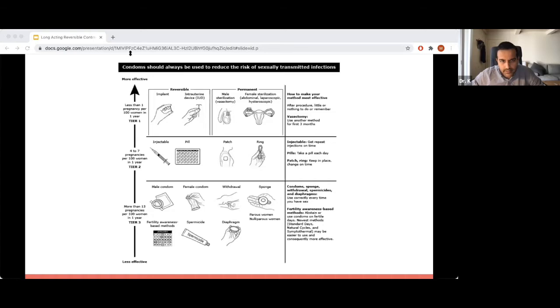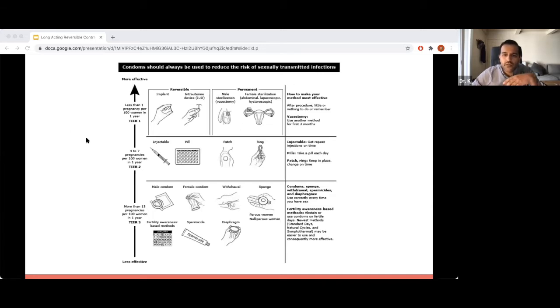I really like this chart. Unfortunately, it's in black and white. I wish it were a little bit more colorful, but the statement at the top is a really good one. Condoms obviously should always be used to reduce the risk of sexually transmitted infections. These contraceptive devices are not aimed towards preventing sexually transmitted infections. They're basically aimed at making sure you don't get pregnant. So if you want to prevent yourself from getting sexually transmitted infections, using a barrier method in conjunction with these methods would be the most appropriate.